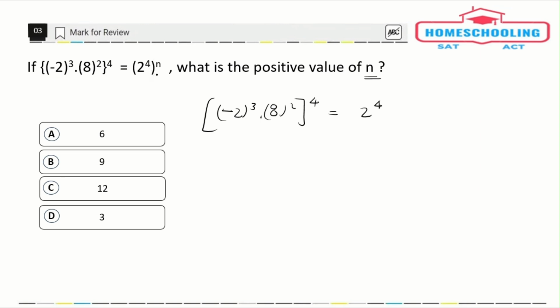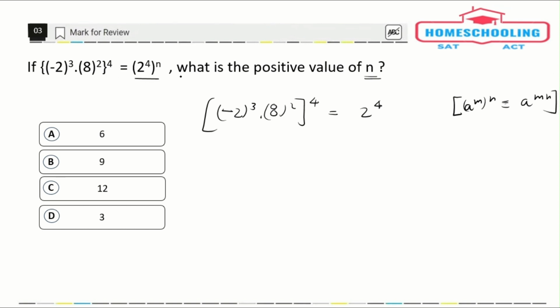And we can use one more rule here, the power of power rule. The power of power rule says that a to the power m whole to the power n is equal to a to the power m n.